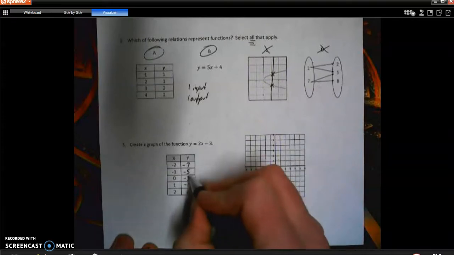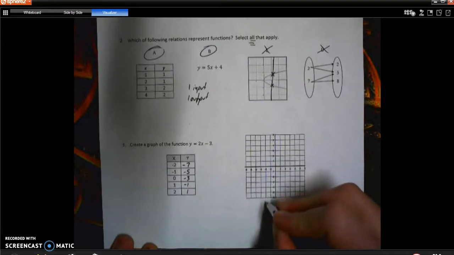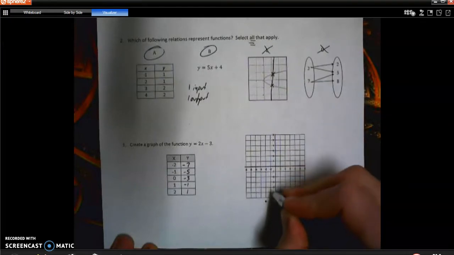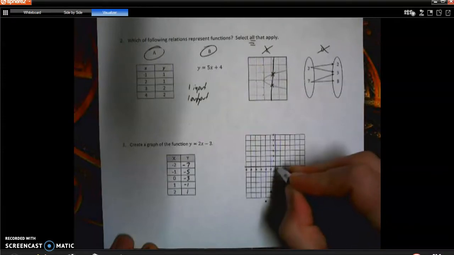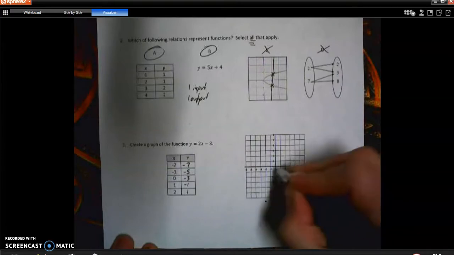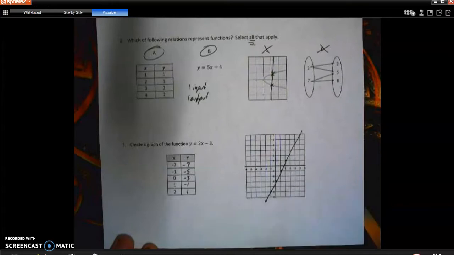Now if I take each of these points and plot them, -2, -7, it's going to be off the graph, -1, -5, 0, -3, 1, -1, 2, 1, I get them all in a nice straight line looking like that. All right. On to the next one.